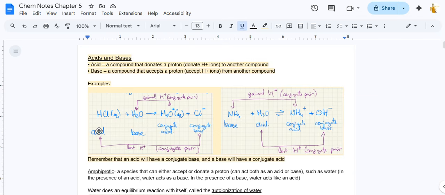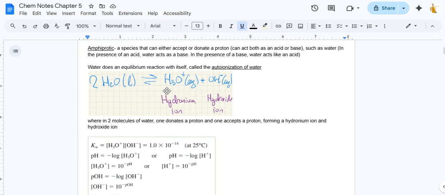So don't pair these two together. And H2O becomes H3O plus, so it gained an H plus. So this is a base and this is its conjugate acid. This is just another example. And we have two definitions here.